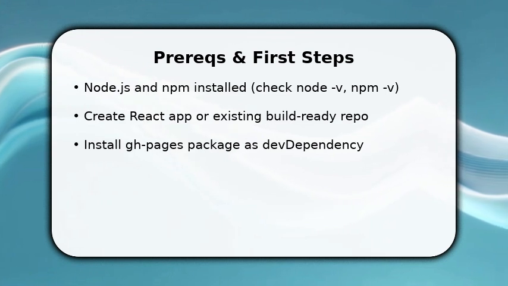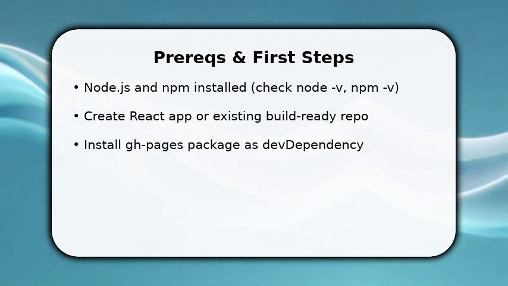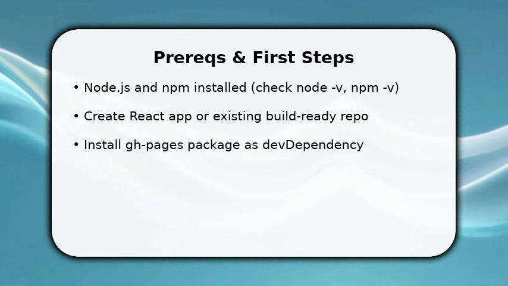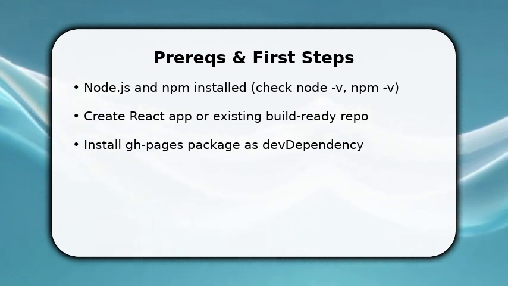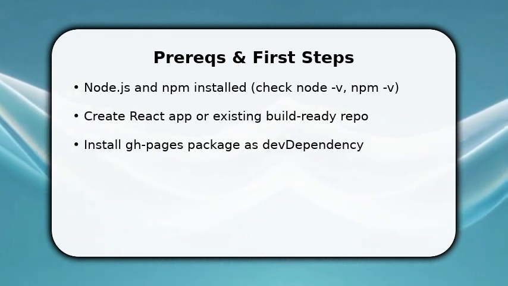Next, edit package.json. Set the homepage field to your GitHub Pages URL and add predeploy and deploy scripts. These changes enable the build to target the correct base path and let gh-pages publish the built files automatically.